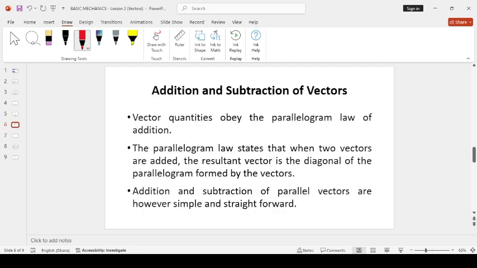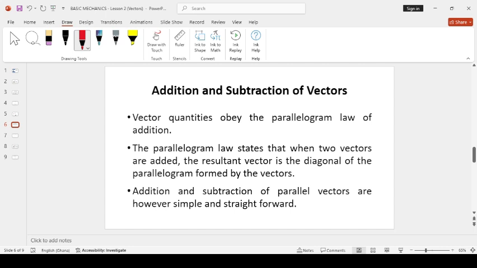So we look at addition and subtraction of vectors. Vector quantities obey the parallelogram law of addition. What is the parallelogram law of addition? The law states that when two vectors are added, the resultant vector is the diagonal of the parallelogram formed by the vectors.